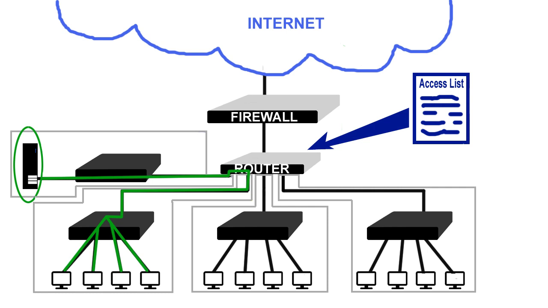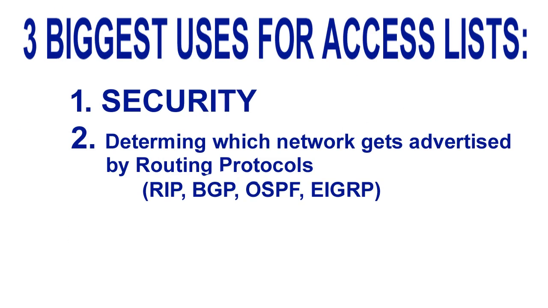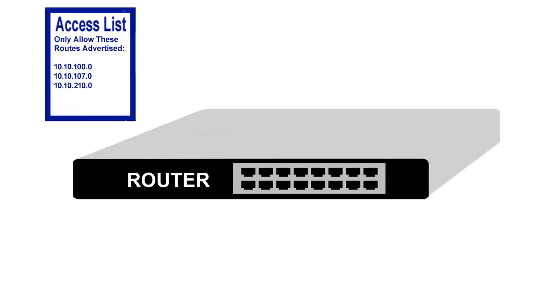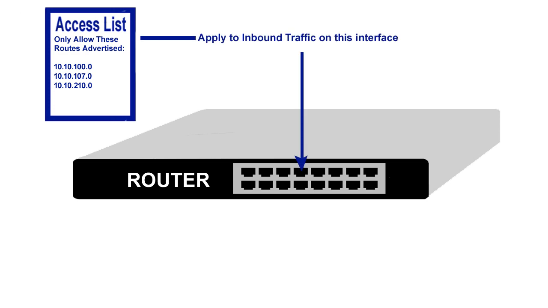The next common use I listed above was using access lists to determine which network will or won't be advertised by dynamic routing protocols from one router to the other routers. You can set up an access list that can be applied to a routing interface and limits or only allows certain types of routing advertisements to be sent out or accepted inbound.